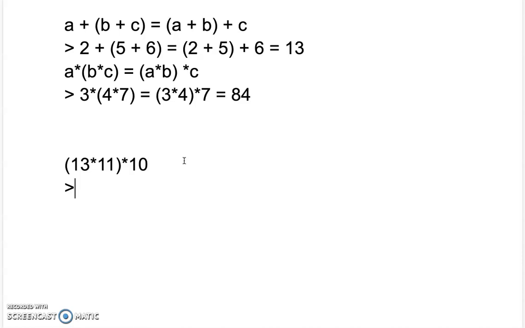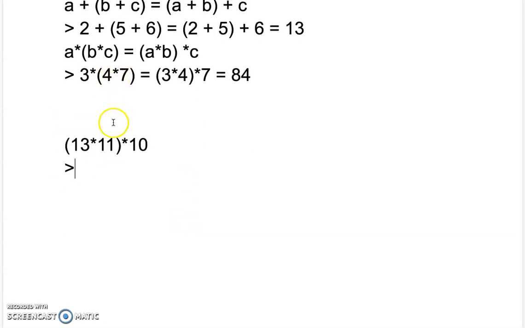Okay guys, your time is up. Now I will help you with solving the problem. So 13 times 11 times 10. Today we learned the associative property. We can use that to help us solve our problem. 13 times 11 is hard, so instead we can use the associative property to switch the numbers.